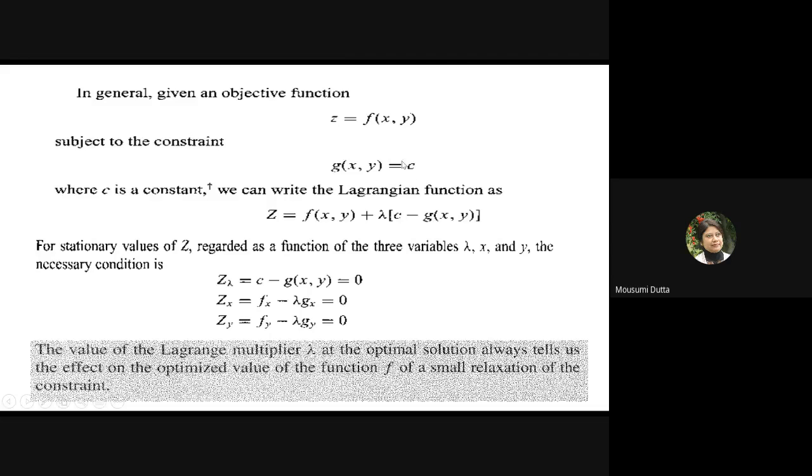Now this constraint may be an equality constraint or an inequality constraint. g of xy can be equal to c, or greater than or equal to c, less than or equal to c, greater than c, less than c. So all possibilities are there. In this chapter, we will concentrate on equality constraint. The next unit will be based on inequality constraint.